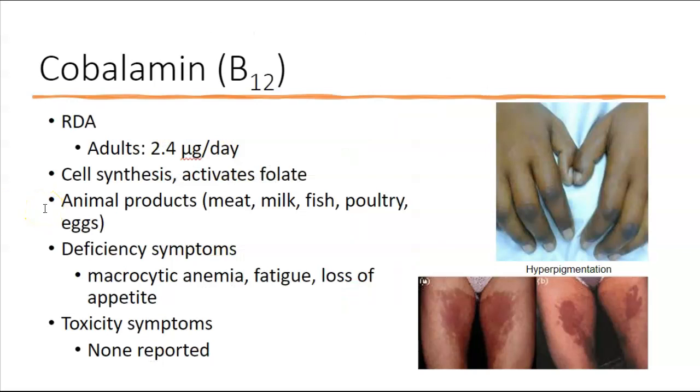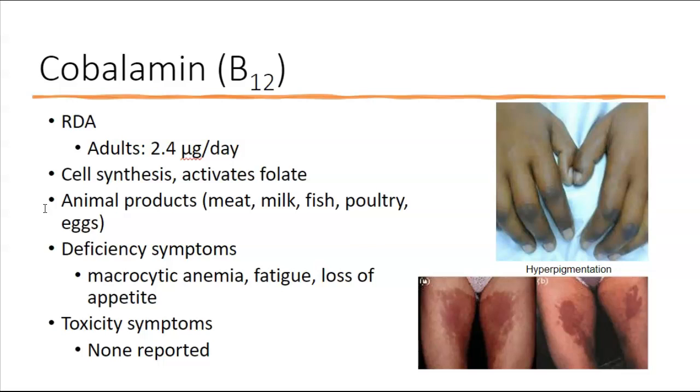Cobalamin is the last B vitamin. It is B12, and adults need 2.4 micrograms per day. It's an RDA, and its chief function is cell synthesis. So again, very important in the creation of new cells. And it activates folate. So B12 and folate work together.